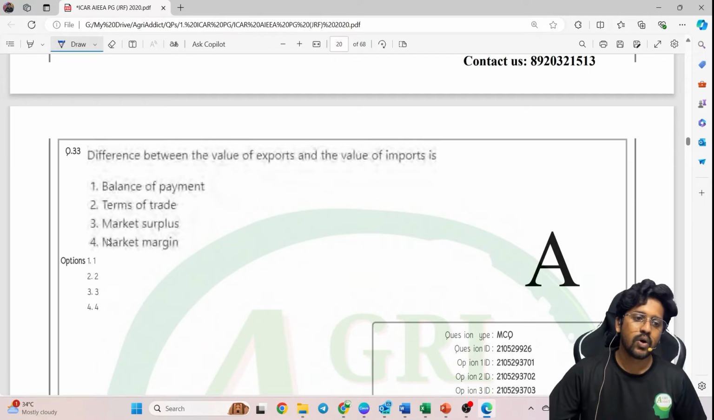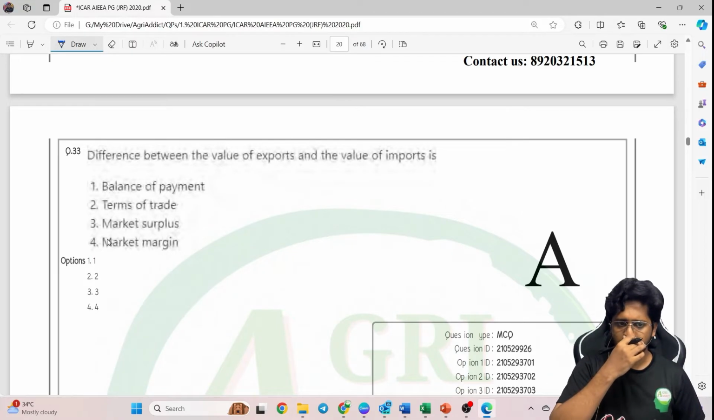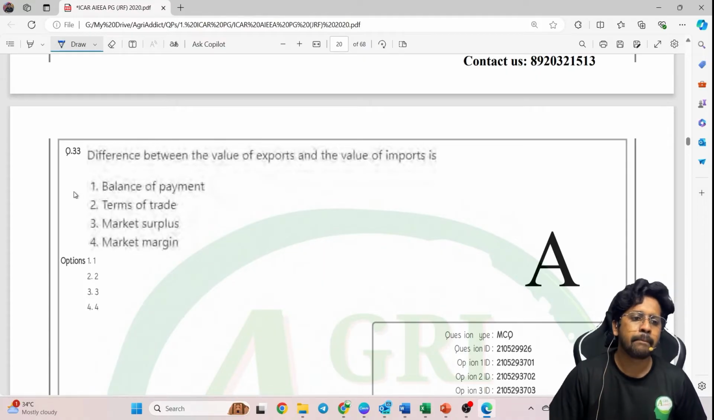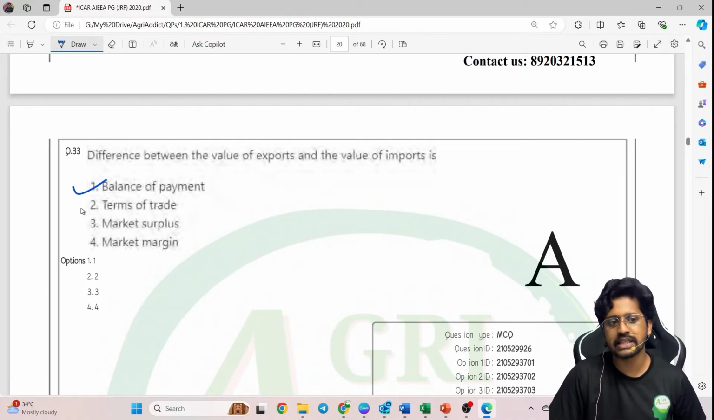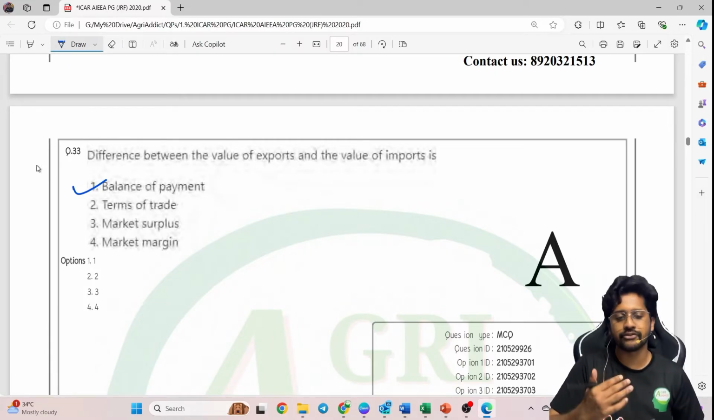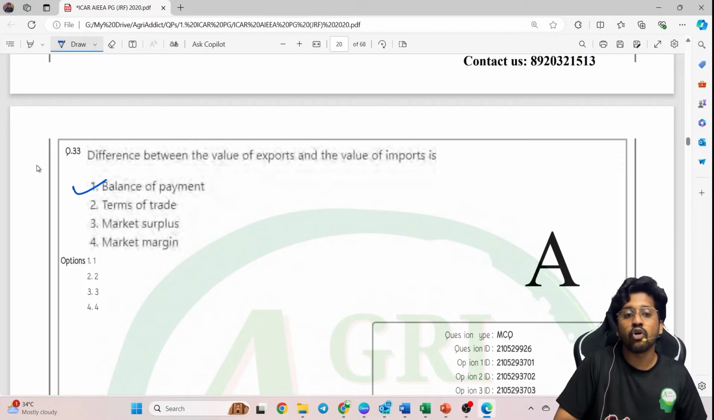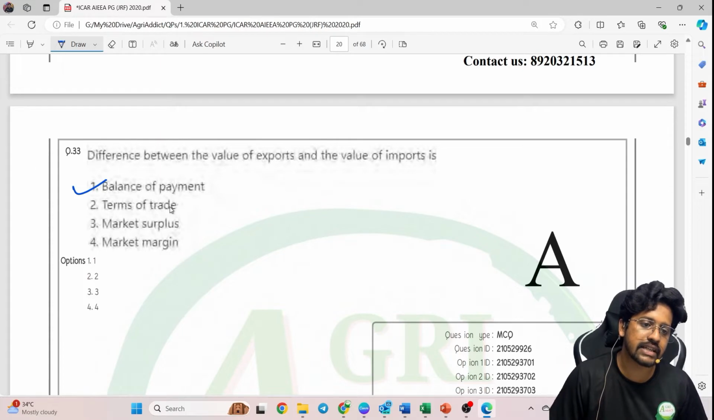Okay, question number 33: the difference between the value of exports and the value of imports is, this is a direct question. The difference between the value of exports and value of imports is nothing but the balance of payment, right? The concept of balance of payment is nothing but the difference of exports and imports, or we can say the net value of exports can be considered as the balance of payment. So here another term is there, terms of trade.